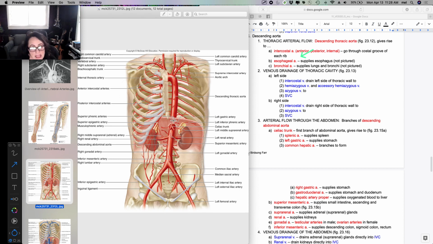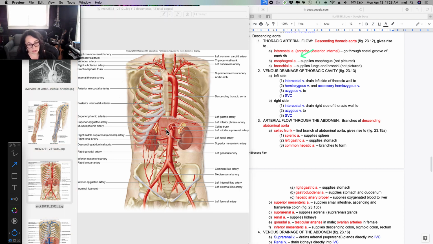So as far as order goes, the first branch, this one's not the easy one, I'll come back to it in just a second. The first branch that's immediately under the diaphragm is the celiac trunk or the celiac artery. That one will take some practice, so we'll get to it in just a second. And then these small branches right here that are going to the adrenal or suprarenal glands are the suprarenal arteries.